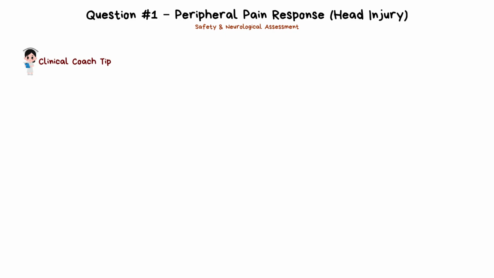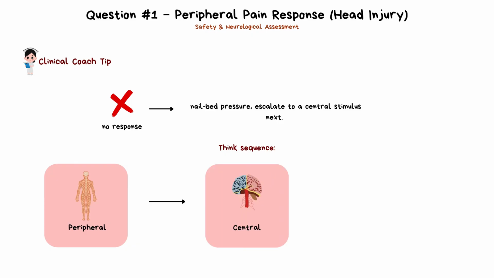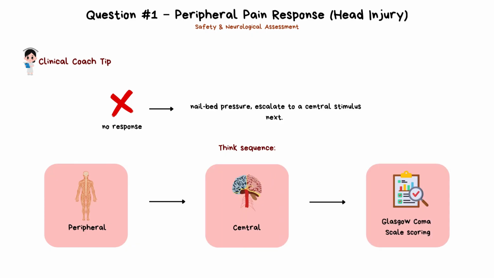And here's your clinical coach takeaway. Think in sequence. Start with peripheral, then central, then move into your Glasgow Coma Scale scoring. That order keeps your assessment systematic and safe. Alright, that's question 1. Let's keep the momentum and move on to the next one.